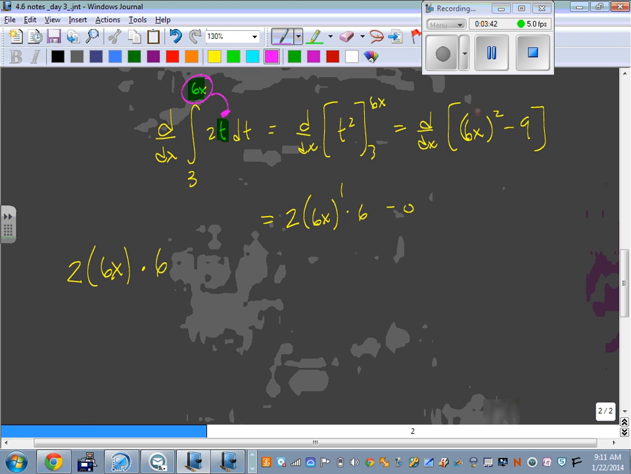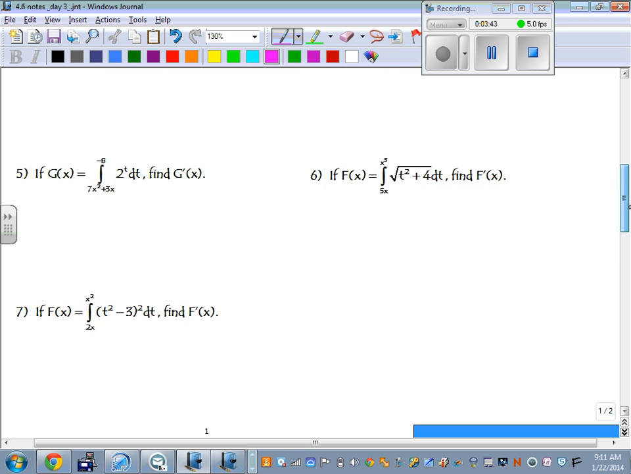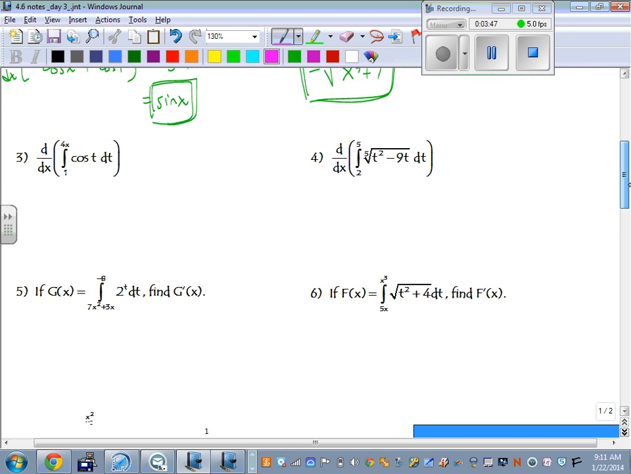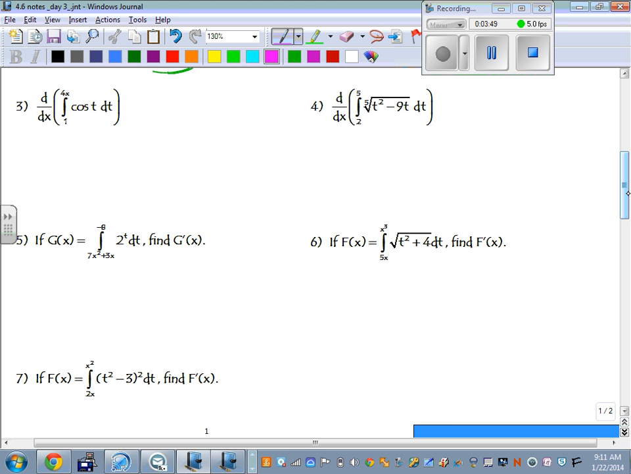All right, so let's look at number 3 kind of the same way. Again, in the future, you won't have to show the work. Let's just do it the shortcut way first, and then we'll back it up with the work. If we do the shortcut, we're taking 4x, plugging it in for t, so we get cosine of 4x. But then we have to multiply by the derivative of 4x, which is 4. Right, so that's the shortcut. That's it. That's our answer.